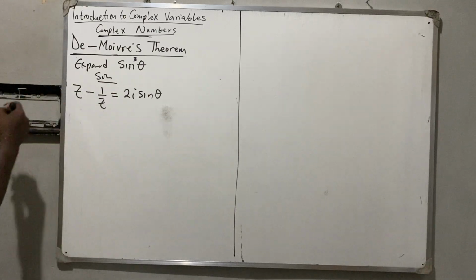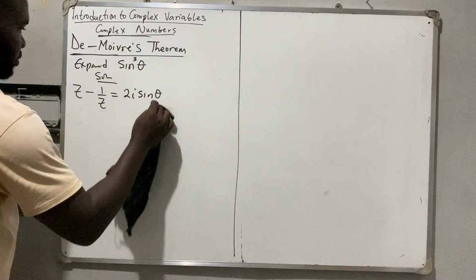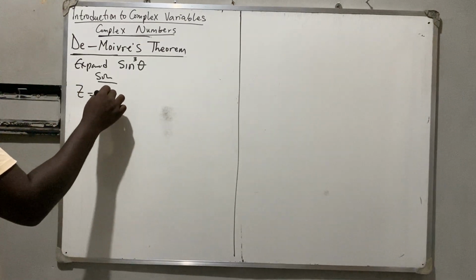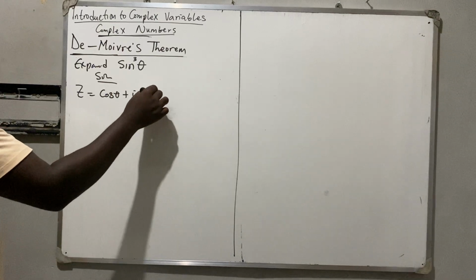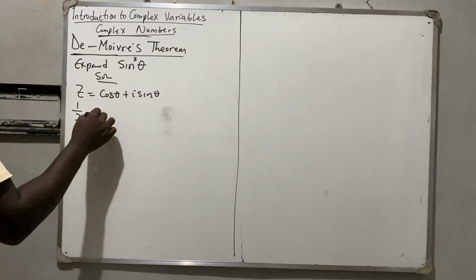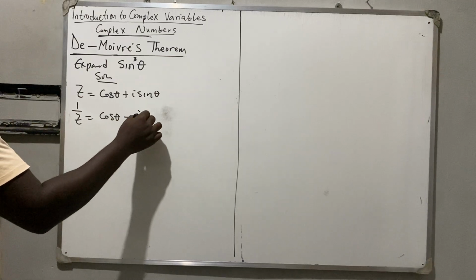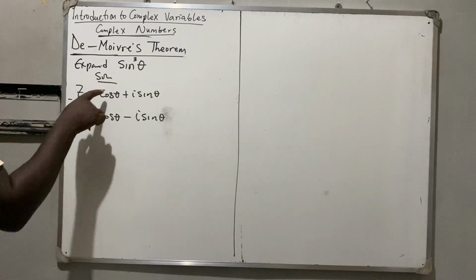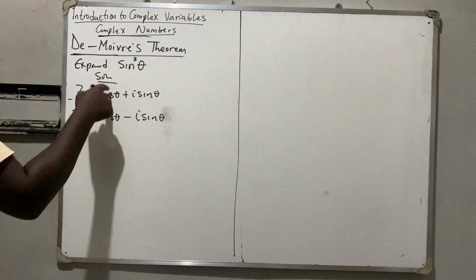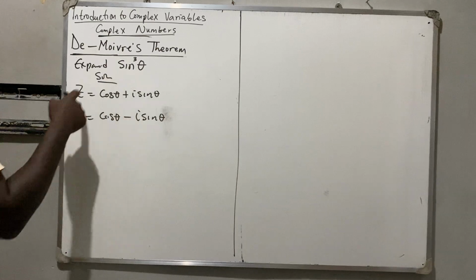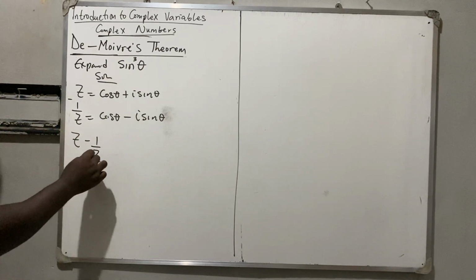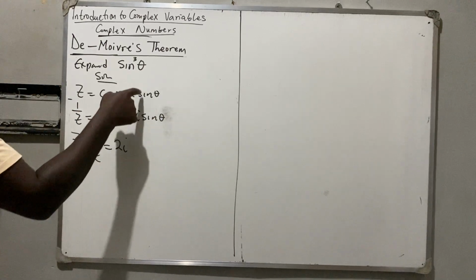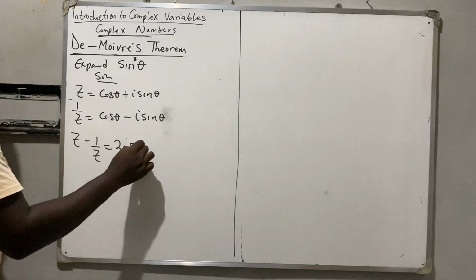To derive it again, start with your z equal to cos theta plus i sine theta, and then your 1 over z is equal to cos theta minus i sine theta. The only thing that will remain is the sine, if I subtract: the cos is gone, and the sine will remain because I'm interested in the sine. So z minus 1 over z is equal to this plus this, which gives 2i sine theta, because minus minus is plus.